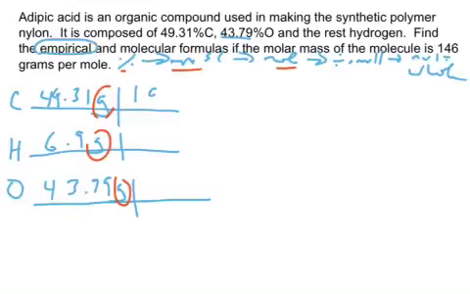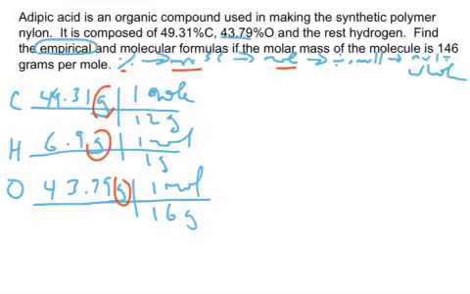One mole of carbon is 12 grams. 1 mole of hydrogen is 1 gram, and 1 mole of oxygen is 16 grams. All right, now you notice here I did not use diatomics for hydrogen and oxygen, and the reason I didn't is because you're doing an empirical formula. This is the ratio, simplest ratio, the atoms to each other.